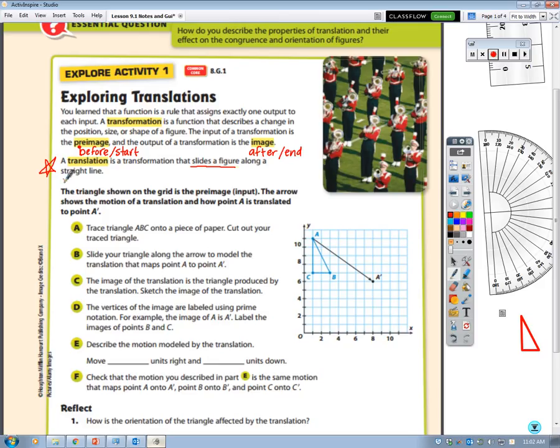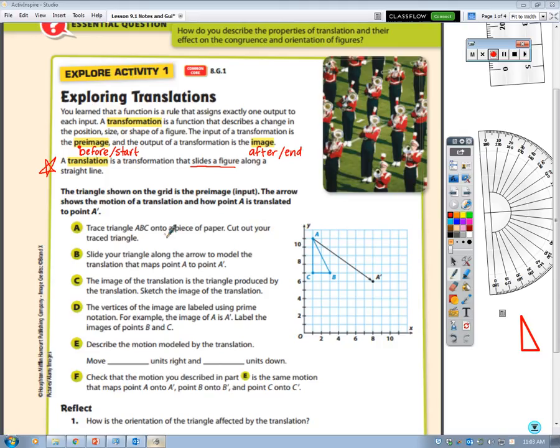Okay, so we're going to take a look at our little coordinate grid, and we're going to see that the triangle shown on the grid is the pre-image, the input, or the starting image. The arrow shows the motion of the translation and how point A is translated to point A prime. We call this A prime, with that little tick mark. That means it is our image, the image after the transformation. So pre-image, and we're going to find out what our image looks like.